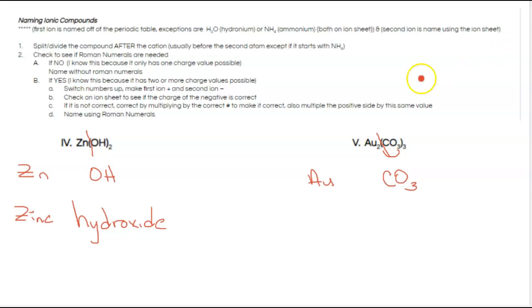So I come back over to my formula and I need to go through my process and switch my numbers up. I'm going to bring the 2 up to the carbonate, which is CO3, and I'm going to bring the 3 up to the gold. So I've got gold, looks like it's a 3 charge, and I've got carbonate that looks like it's a 2 charge. So my next step is to check the ion page to see if this negative charge is right.